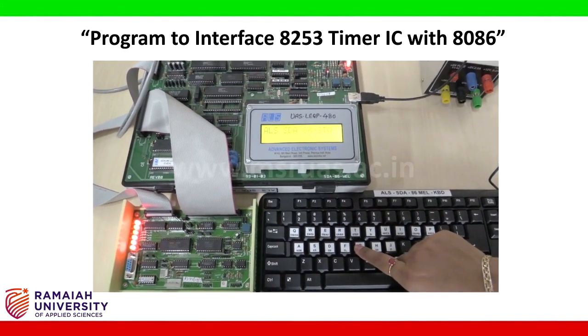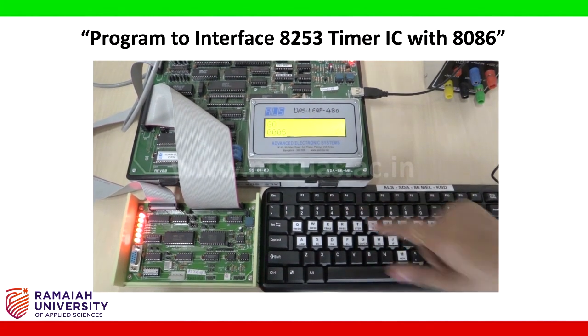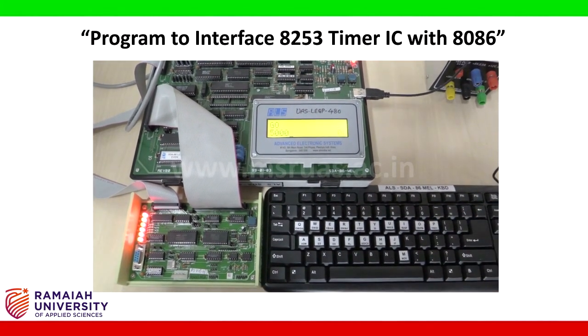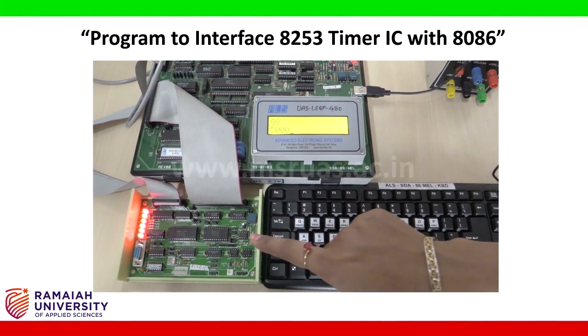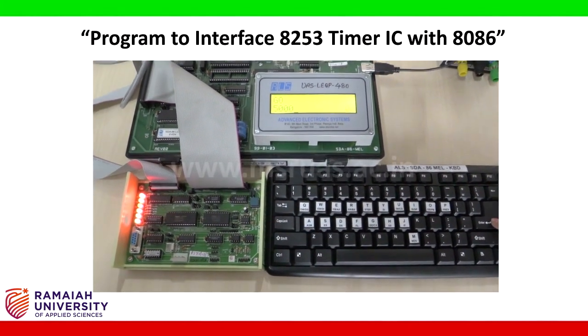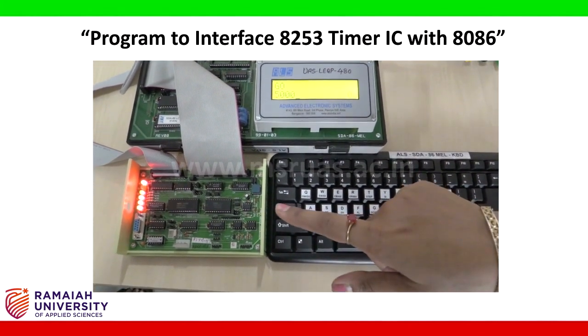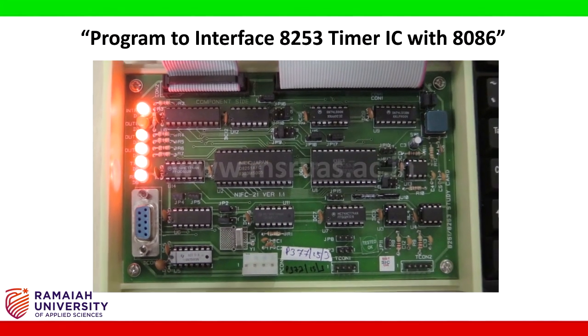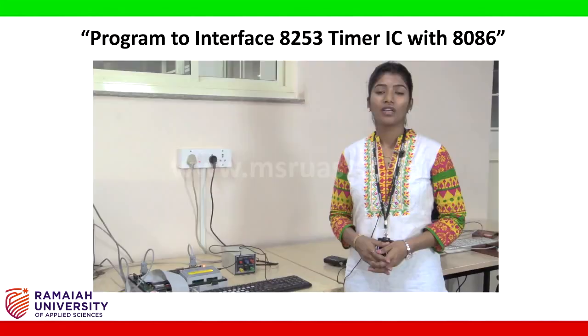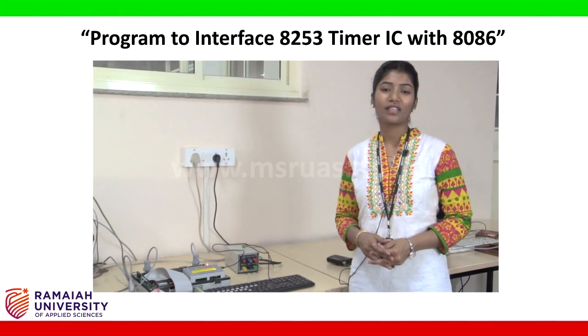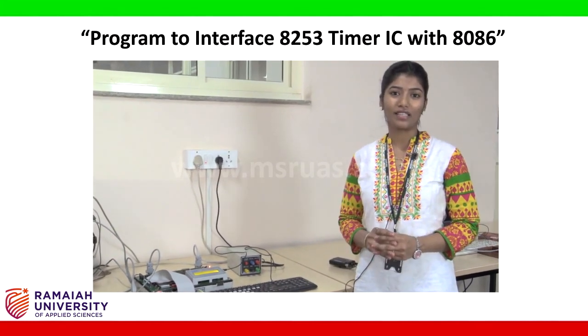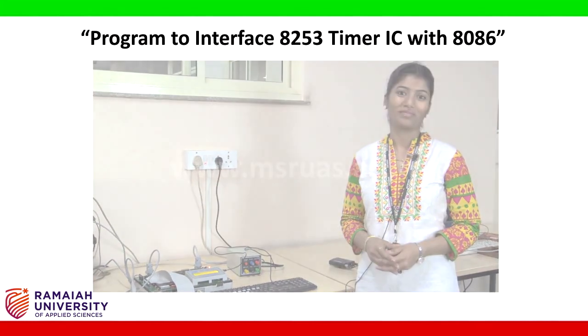Then press go and give the memory location as 5000. Once you give enter, keep an eye on this second LED. That will be off for some time and it gets switched on again. So this completes the interfacing of timer using the 8086 kit. Thank you.